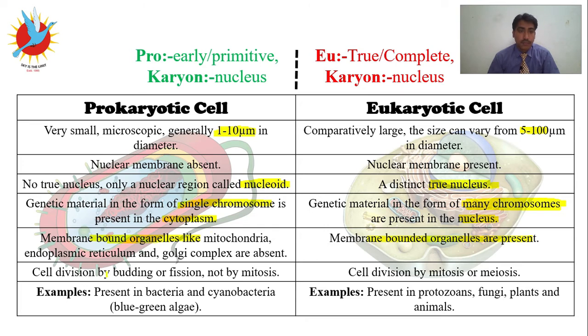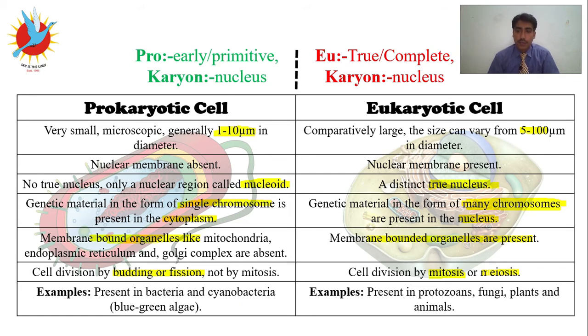Cell division: in prokaryotes, cell division occurs by budding or fission, which is a kind of asexual reproduction, not by mitosis. But in eukaryotic cells, division occurs either by mitosis or meiosis. You must have an idea about mitosis and meiosis. Mitosis is a kind of equational division, while meiosis is a kind of reductional division.